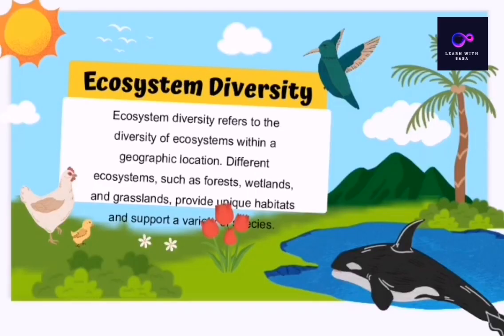Next, ecosystem diversity. Ecosystem diversity refers to the diversity of ecosystems within a geographic location. Different ecosystems such as forests, wetlands, and grasslands provide unique habitats and support a variety of species.